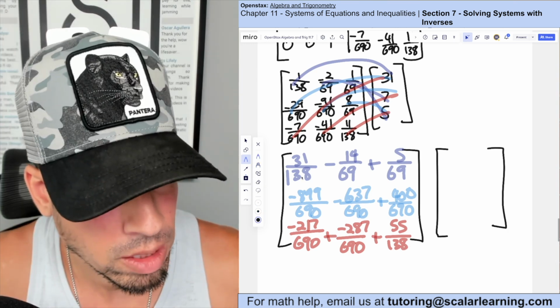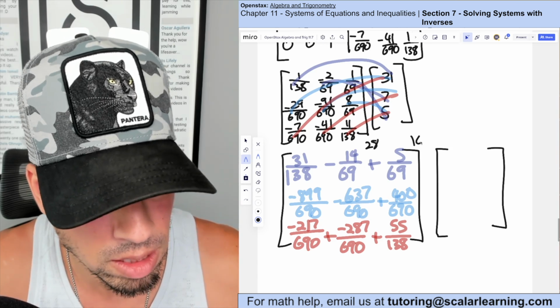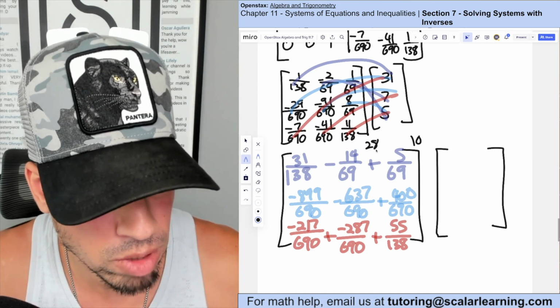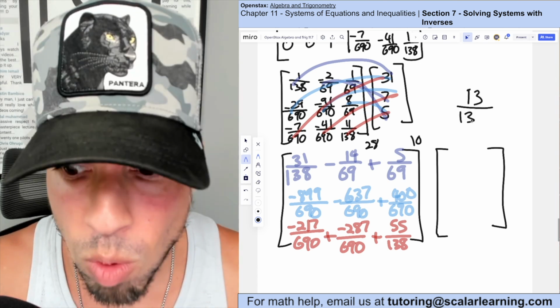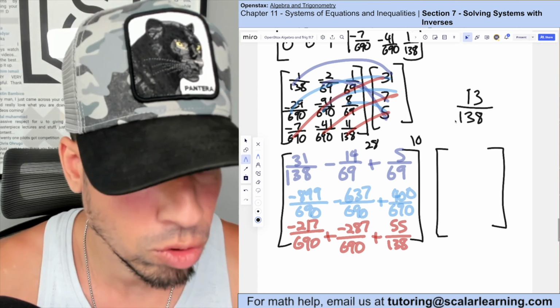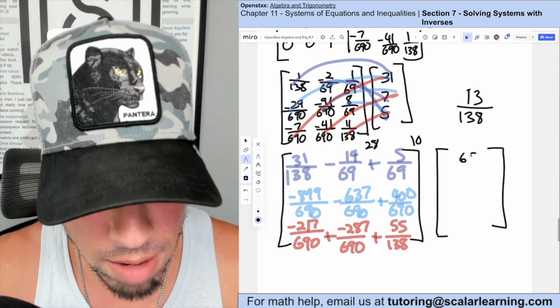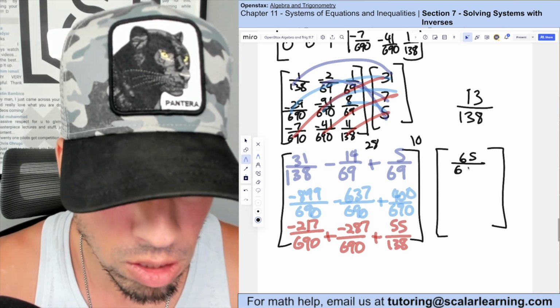Okay. So now we need to get common denominators, right? So I'm going to double that to 28 over 138, double that to 10 over 138. So we got 31 minus 28, which is 3, plus 10 is 13 over 138. Now I'm going to multiply the top and bottom by 5, only because that's how they have it presented in the answers. So I'm going to make it 65 over 690.